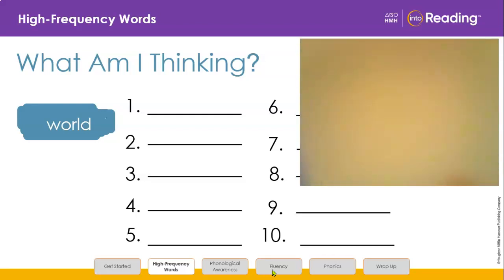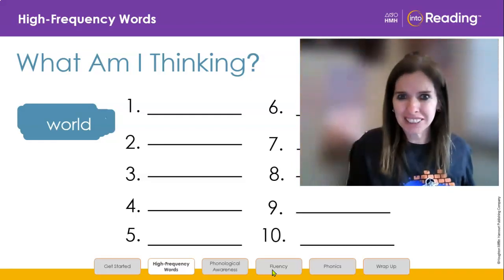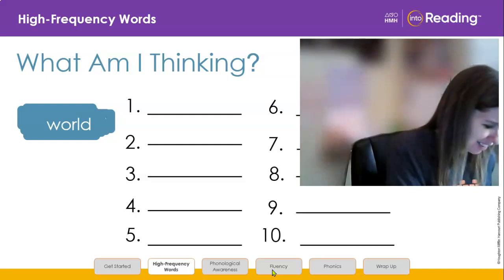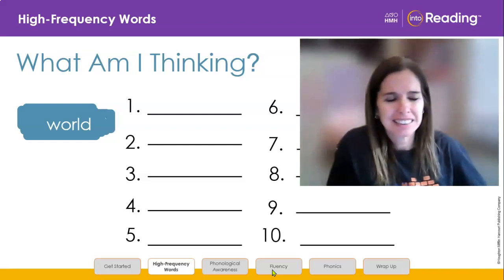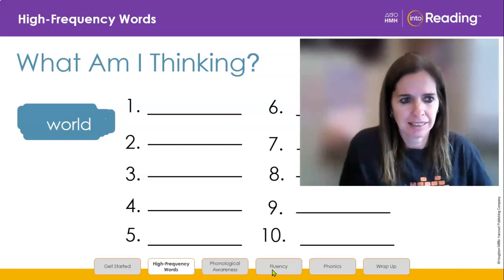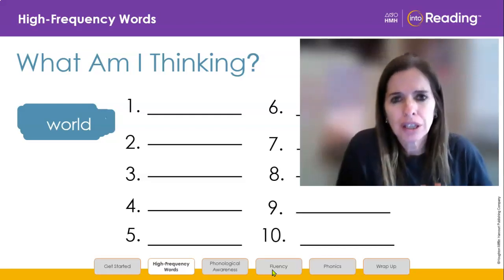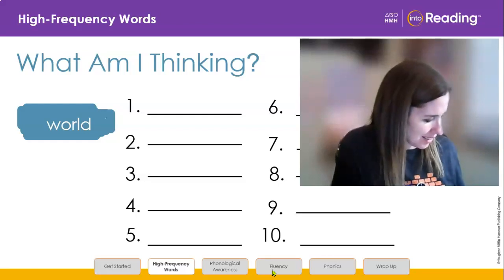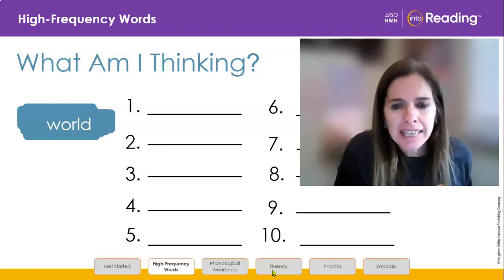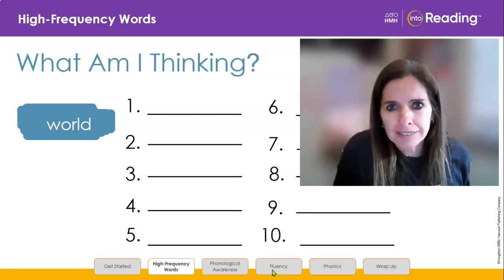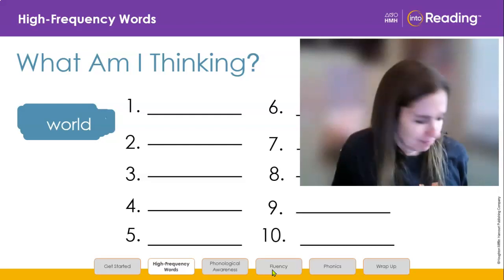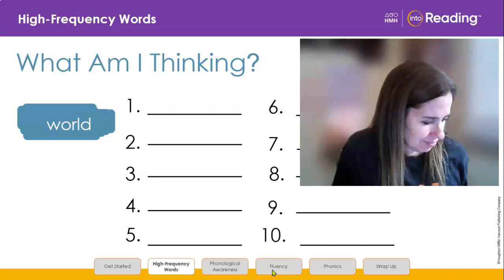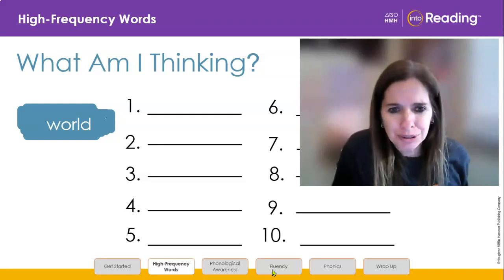What word am I thinking? Did you get it? All right, here's number 6. I'm thinking of a word that starts with the letter C. You're looking at your list? It rhymes with berry. And it has 2 syllables.